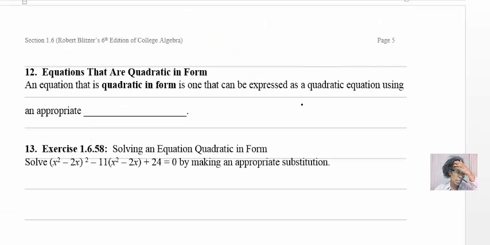Okay, another thing found in this section is solving equations that are quadratic in form. So an equation that is quadratic in form is one that can be expressed as a quadratic equation using an appropriate substitution.